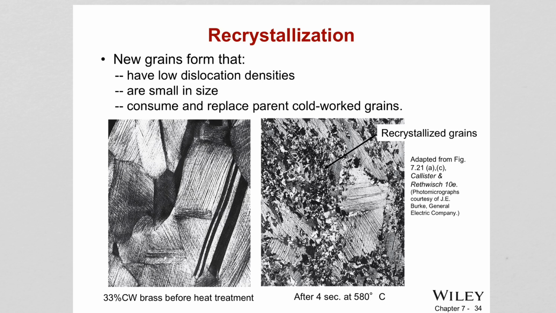So what about the recrystallization stage? As I told you guys, new grains form, and those new grains will have low dislocation density. They will be small in size, and they form from the consumption and replacement of those cold-worked grains. Here we are seeing cold-worked brass before the heat treatment, and you see the slip planes in the grains, and the grains are elongated, and we see the slip planes like that.